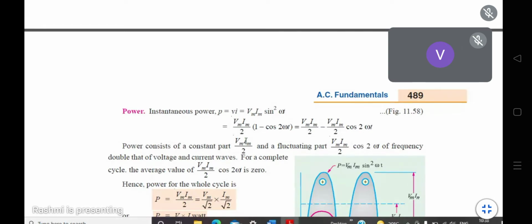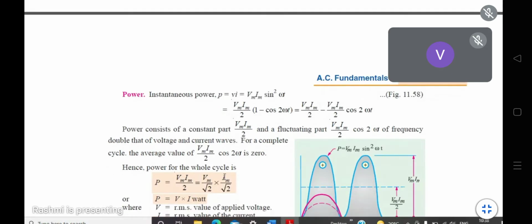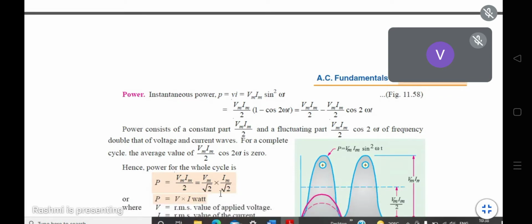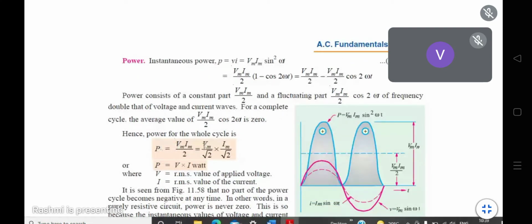This 2 can be divided among these two, so here we can write root 2 into root 2. So Vm Im by 2 can be written as Im by root 2 and Vm by root 2. This is the RMS value of voltage, and this is the RMS value of the current. So in this way, you can see the total or average power is equal to Vm by root 2 into Im by root 2, or we can simply write Vrms into Irms is equal to the total power.